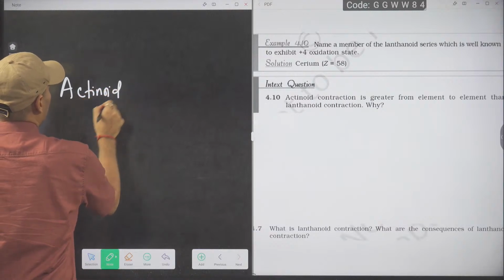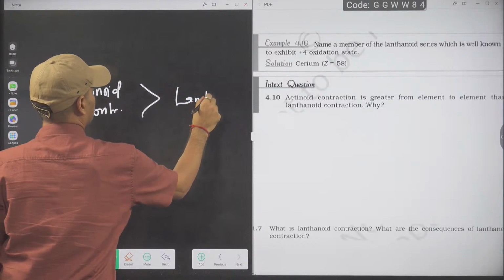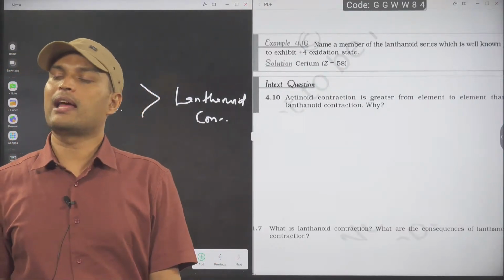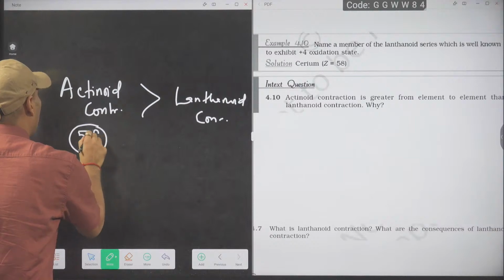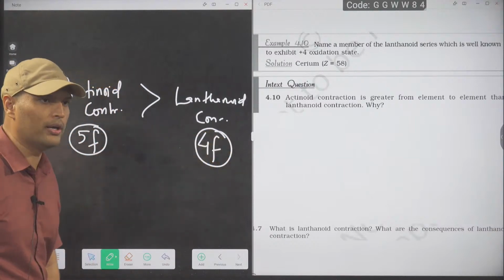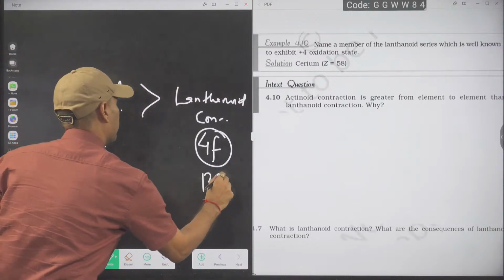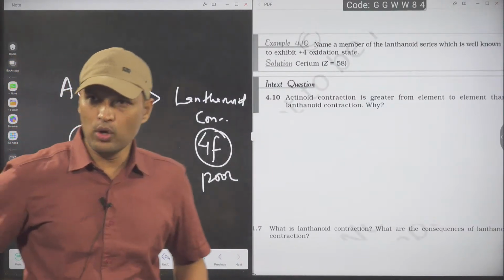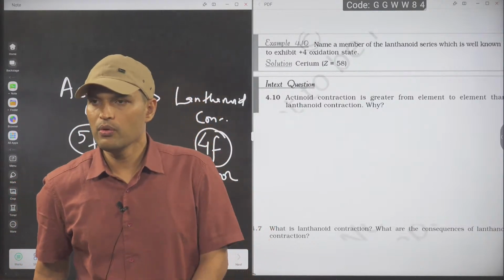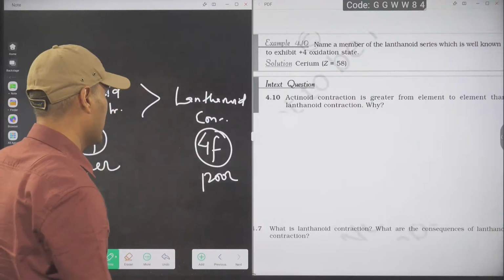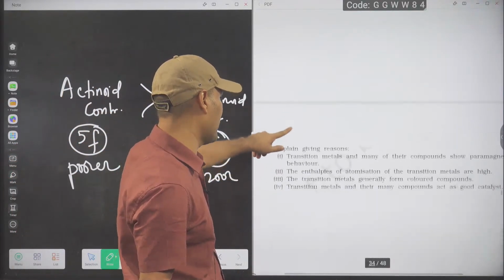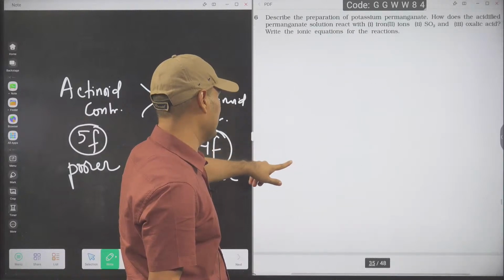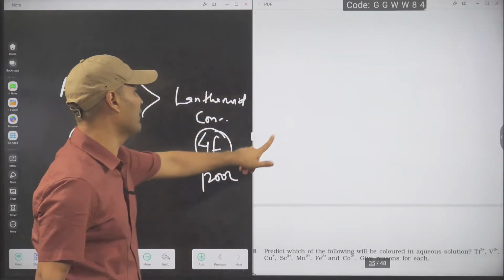So they are asking which contraction is more? Tell me, which contraction is more? Actinoid contraction is more than lanthanoid. Actinoid contraction is due to 5f, lanthanoid contraction is due to 4f. This is poor shielding, and this is poorer, worse. Lanthanoid or actinoid? Actinoid. Why is actinoid more? Due to poor shielding of 5f.